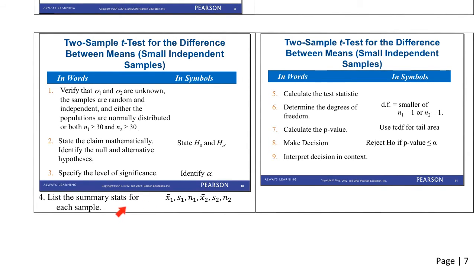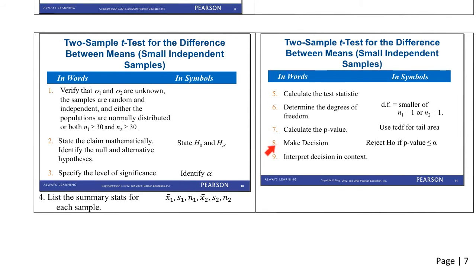Number 4, we're going to make sure we summarize the summary stats for the samples. So there's going to be 3 things: x bar 1, s1, and n1, and then 3 things from sample 2, x bar 2, s2, and n2. And then we're going to calculate the test statistic, and we're going to use the t equals equation that was above. Okay, we're going to get the degrees of freedom if we're doing this by hand without our special calculator shortcuts: whichever sample is smaller, subtract 1. And then we're going to use tcdf to get the tail area.